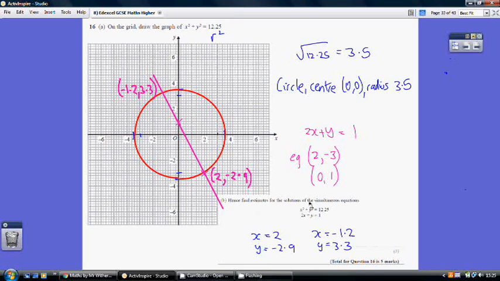Estimates for the solutions of the simultaneous equations are where the line cuts the curve. For mine, I've got answers of minus 1.2 and 3.3, and this coordinate here is 2, minus 2.9. So when x is 2, y equals minus 2.9. When x is minus 1.2, y equals 3.3. Again, there will be a little bit of leeway in the answers because it's quite hard to see exactly where they cross, and the question is asking for estimates, but just make sure your values exactly represent where your line crosses your circle.